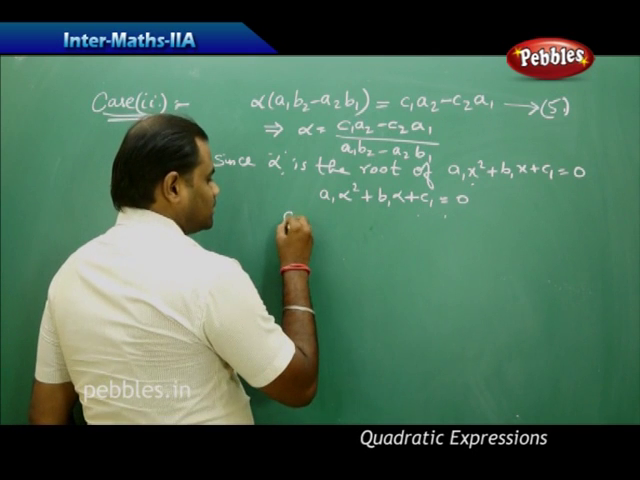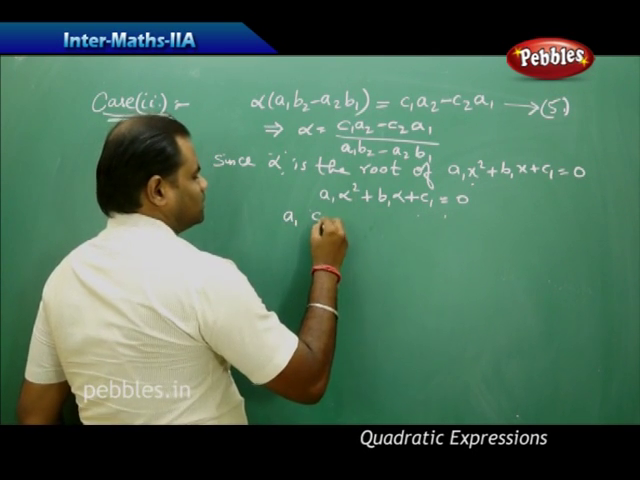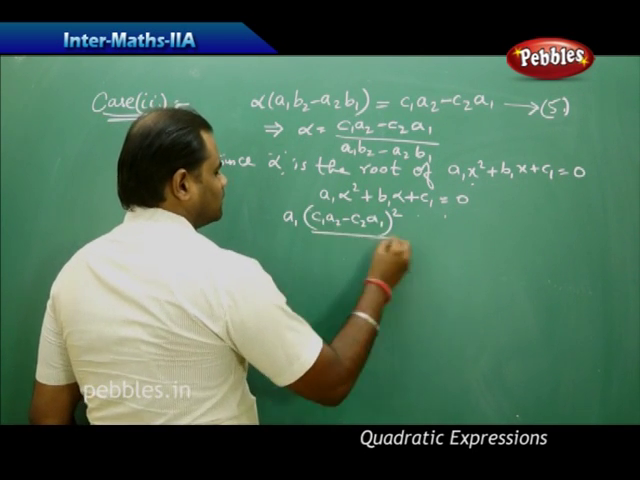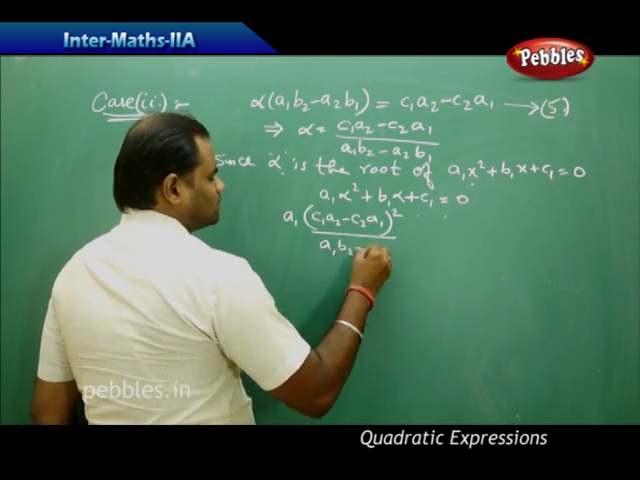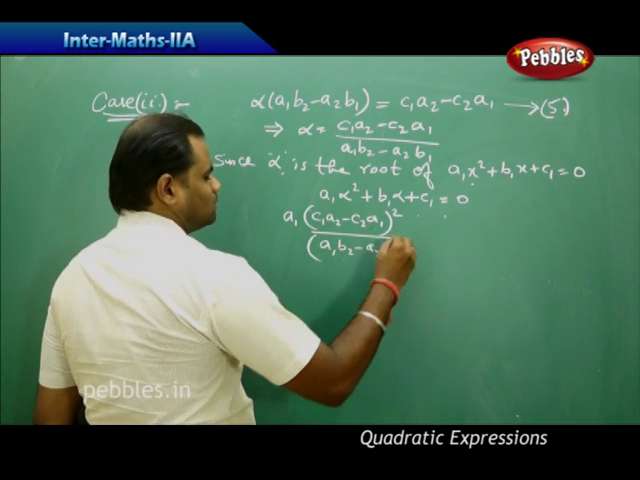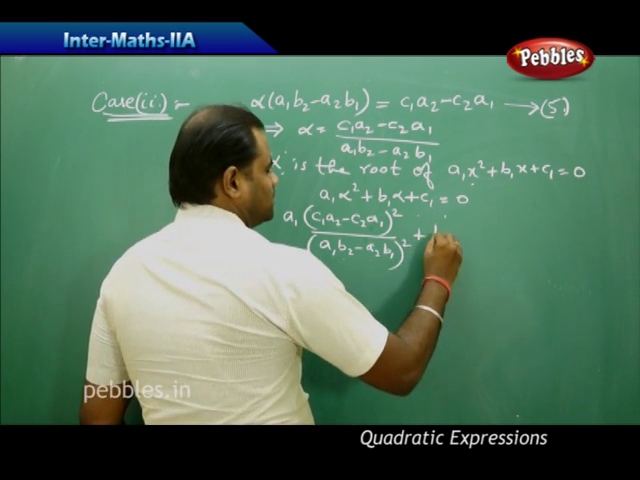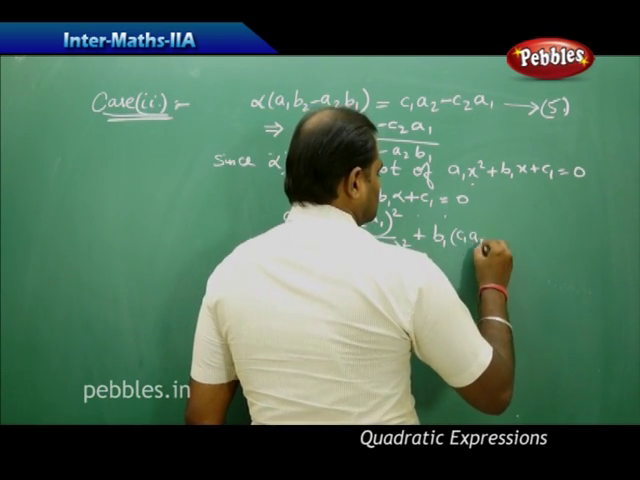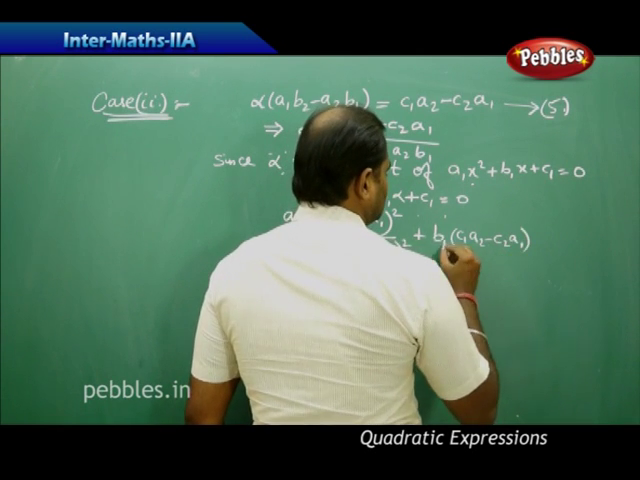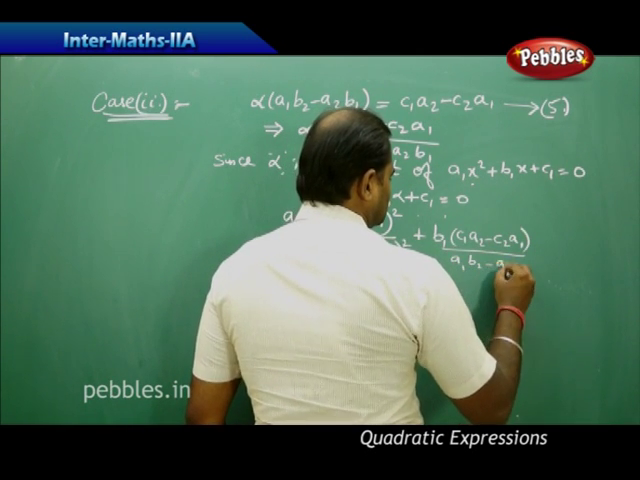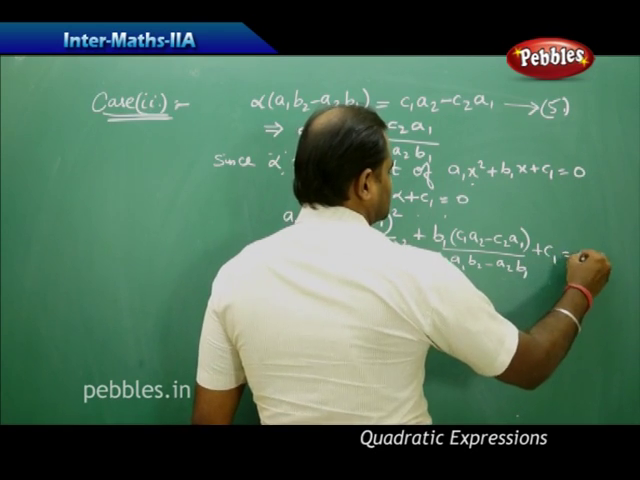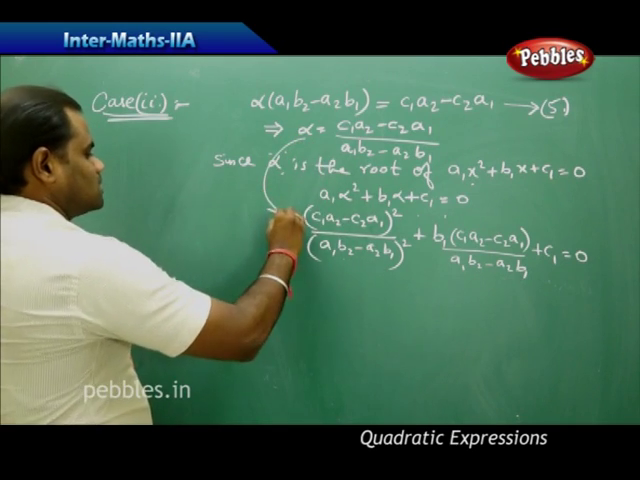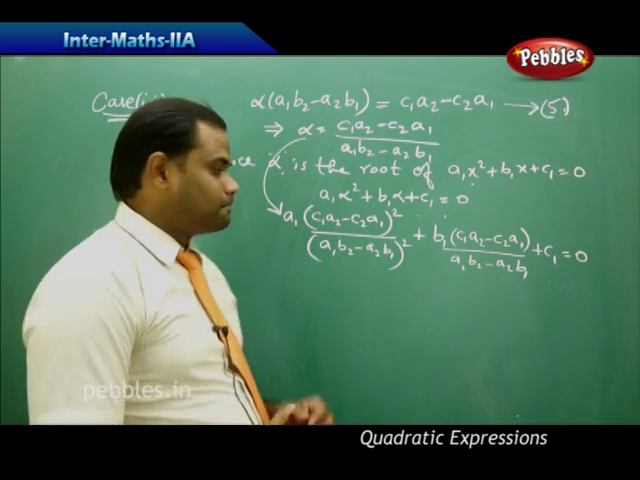so that I get a1 times alpha, which is (c1a2 minus c2a1) whole square by (a1b2 minus a2b1) whole square, plus b1 times alpha, which is (c1a2 minus c2a1) by (a1b2 minus a2b1), plus c1 equals 0, because this value is substituted in this equation.